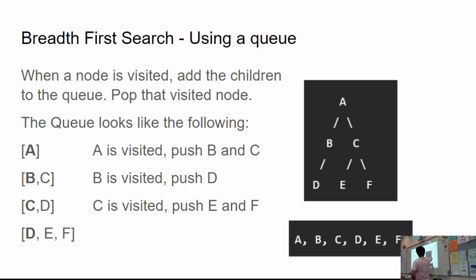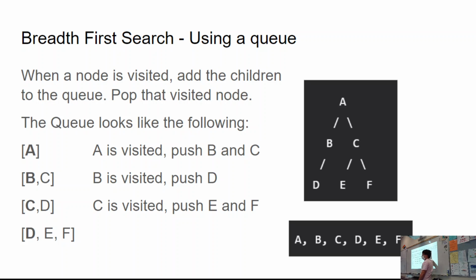Breadth first search is level by level. We're going to start with A. We add A to the queue. A is in the queue. It says when a node is visited, add the children. We're going to add B. We're going to add C. Now it says pop off the visited node. Well, bam, A is gone.